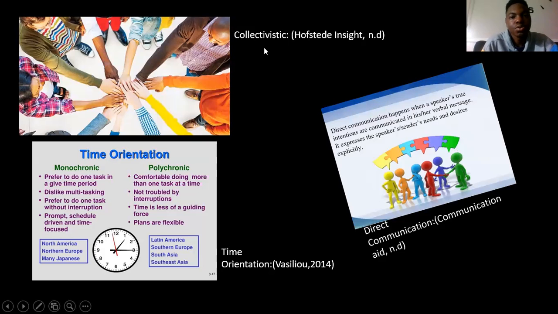Nigeria as a whole is a collectivist country, meaning that we don't believe in individualism. Everybody has their own part in this. We all work together to achieve our goals. We use a direct communication style of speech. That means we talk about our true intentions, because Nigerians like to be very direct. They don't like to beat around the bush, so when they are talking, they talk straight up.